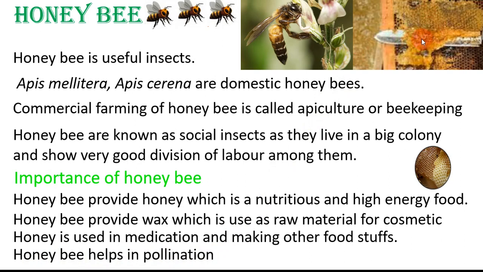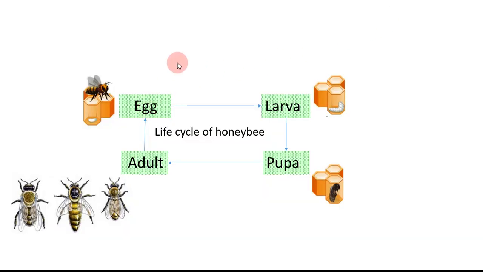Look at this diagram. The honey is extracted from the honeycomb, and this is honey wax, and this is a worker bee collecting nectar and pollen. The life cycle of honeybee completes in 4 stages: egg, larva, pupa, and adult.